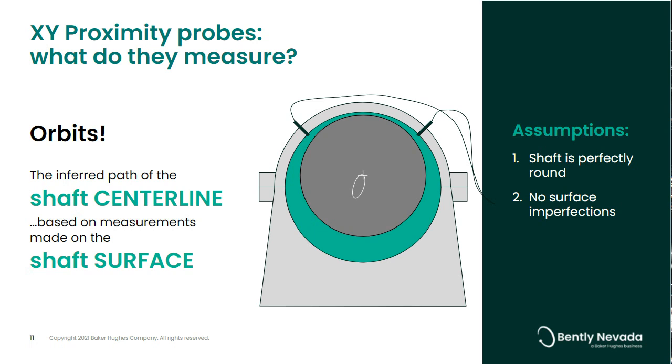So when we're describing those things, we're not describing the shaft as a whole. Really, we're looking to describe the path of the shaft center line. And of course, since we can't directly measure the shaft center line, we need to take measurements on the shaft surface and make some inferences based on those measurements. The assumptions that we make when we do that sort of thing is that the shaft is perfectly round and that there are no surface imperfections. This is, of course, not reality, and that's why we need to consider runout.